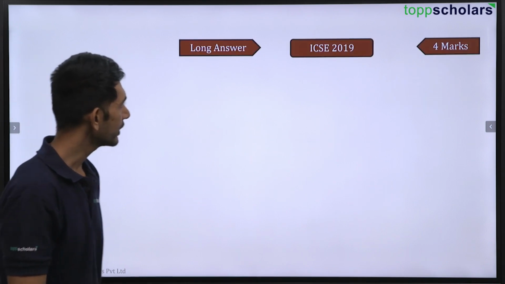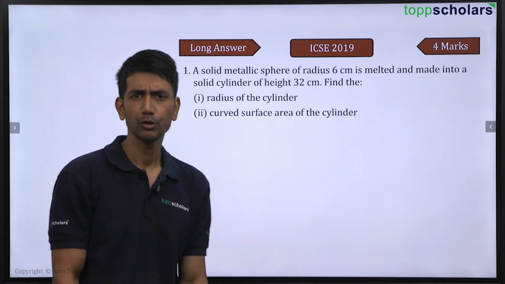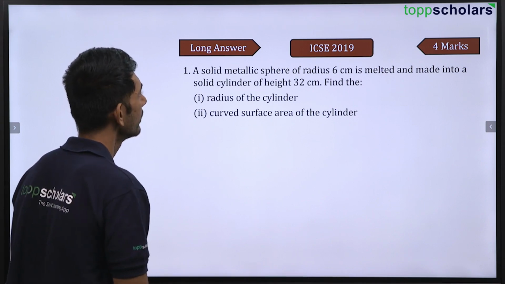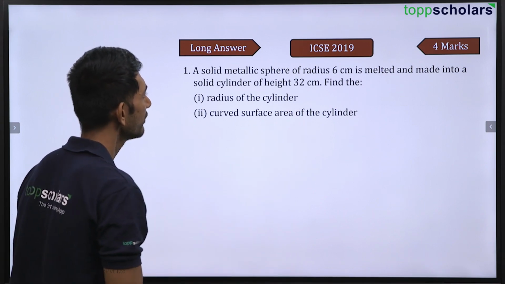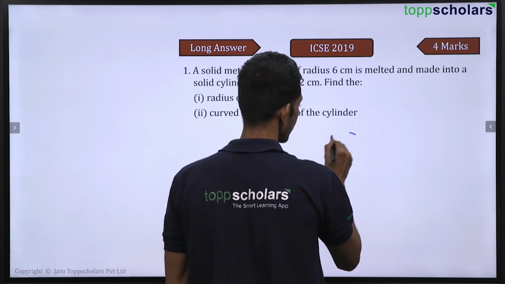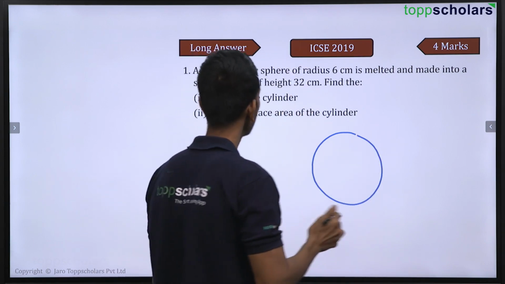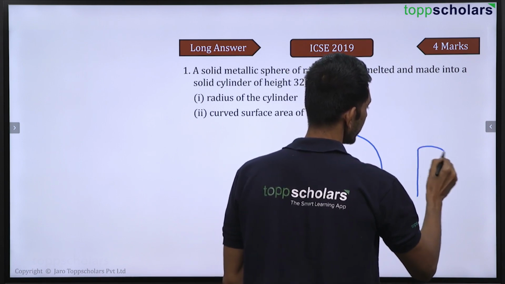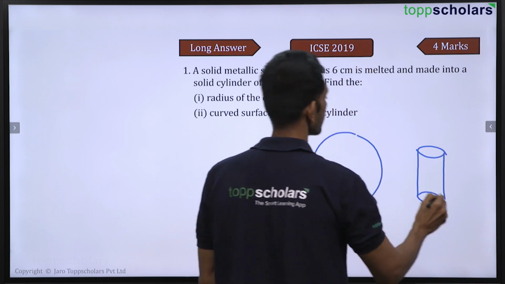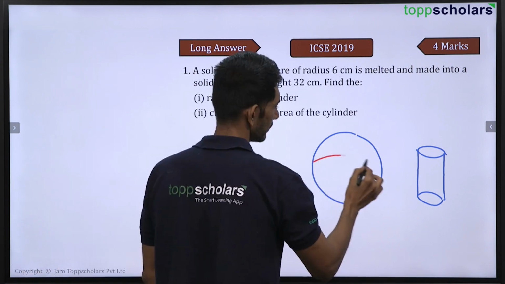Okay. Let's continue further. So here is a new question. Again, let's go slow. Let's try to understand the question first. It says a solid metallic sphere of radius 6 centimeter is melted and made into a solid cylinder. So there is a metallic sphere which is melted and made into a solid cylinder. Correct? Of height 32 centimeter.